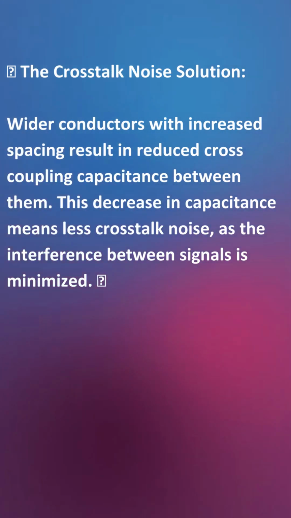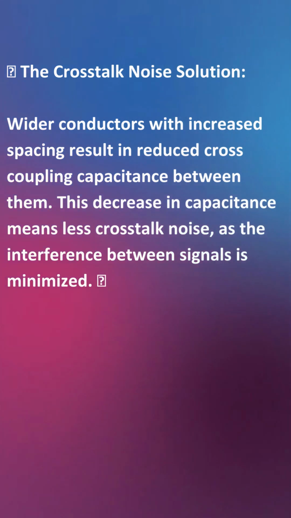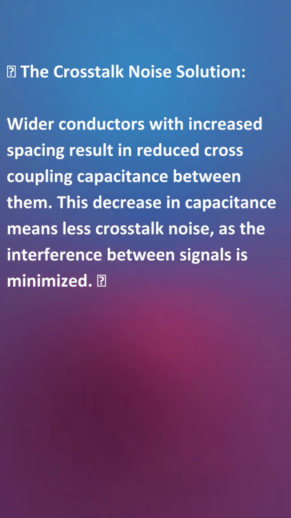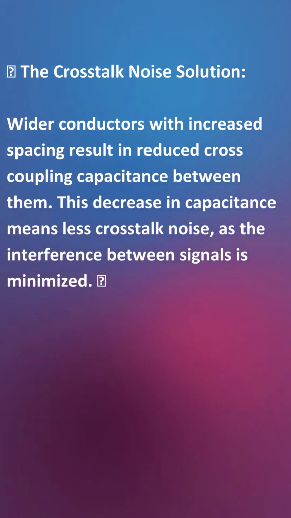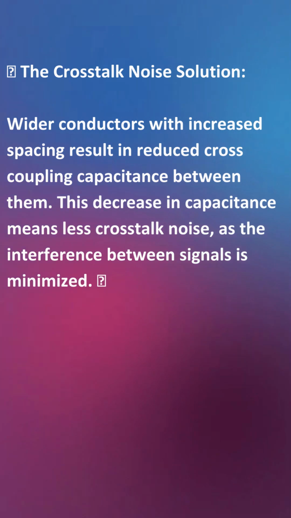The crosstalk noise solution: wider conductors with increased spacing result in reduced cross-coupling capacitance between them. This decrease in capacitance means less crosstalk noise, as the interference between signals is minimized.